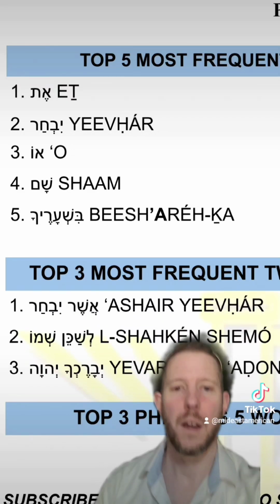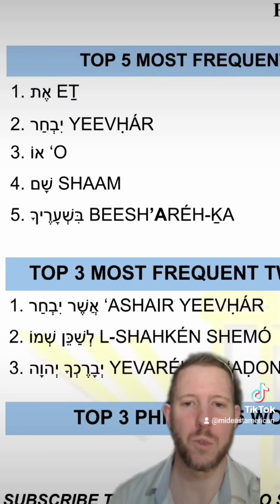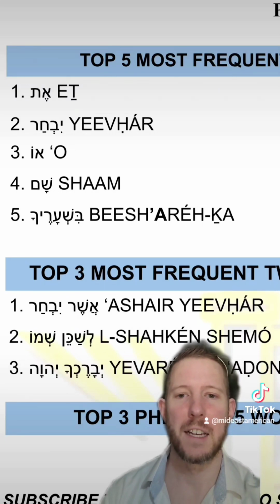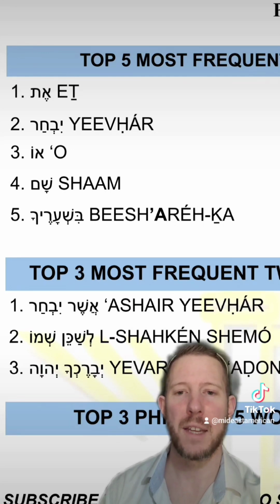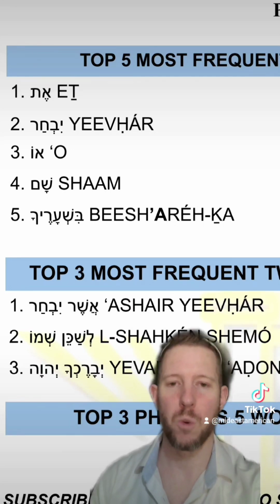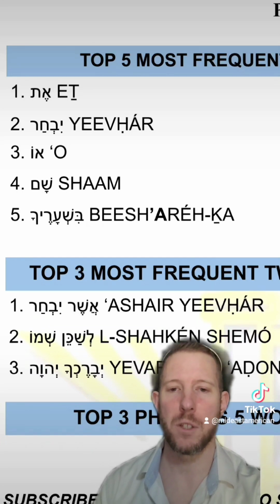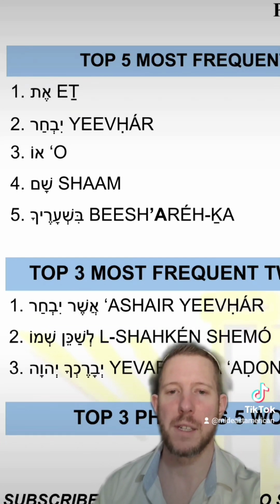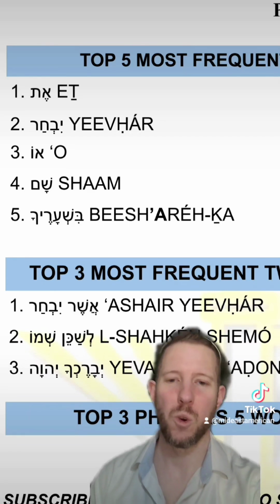The next word pair frequent in this week's Torah portion is leshaken shamo. This word leshaken is related to a well-known Arabic word saken, and it basically means the same thing. Leshaken means to dwell, and shamo is his name. So this is the second most frequent word pair in this week's Torah portion.